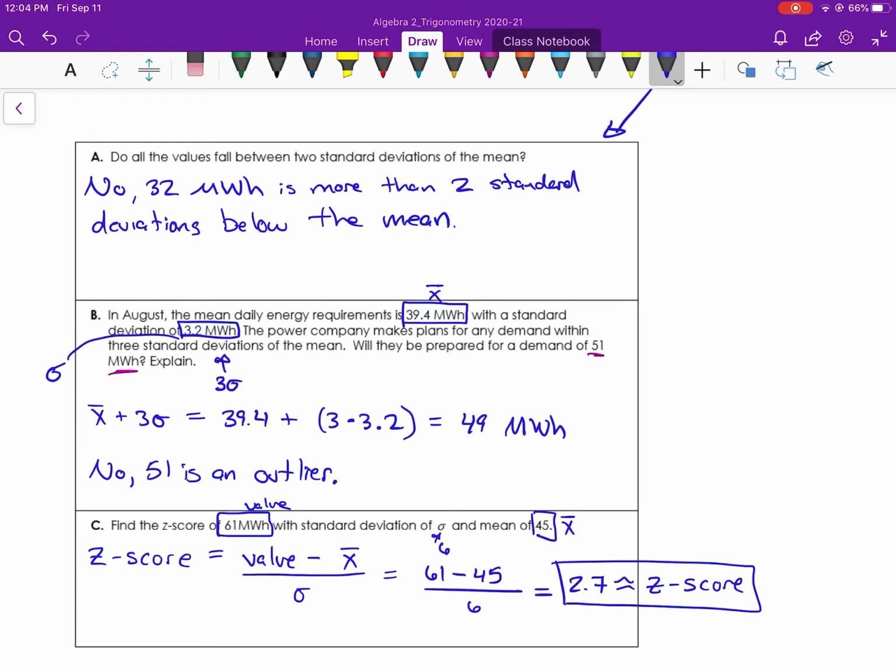All right, so z-score is pretty easy. Just value minus the mean over sigma. All right, don't forget, Desmos helps us a lot with all this stuff.